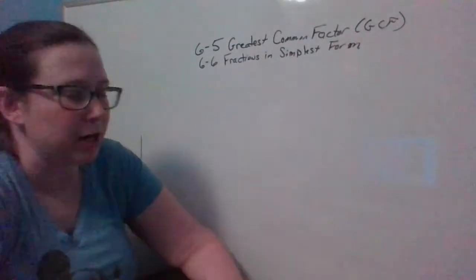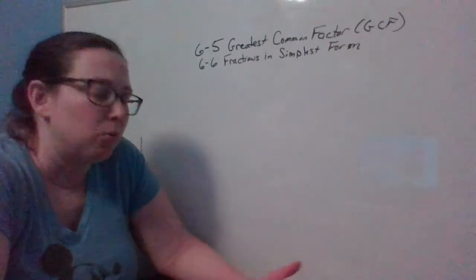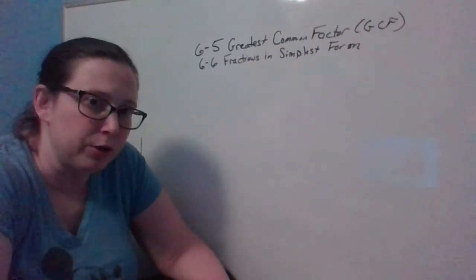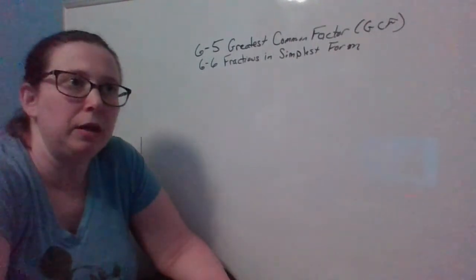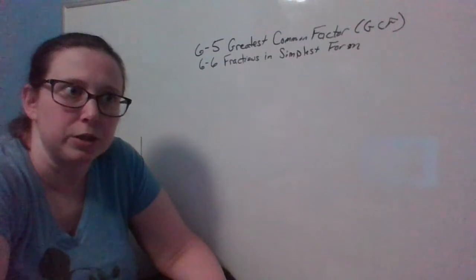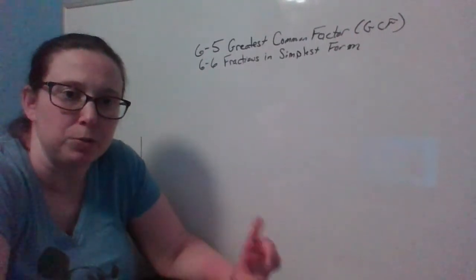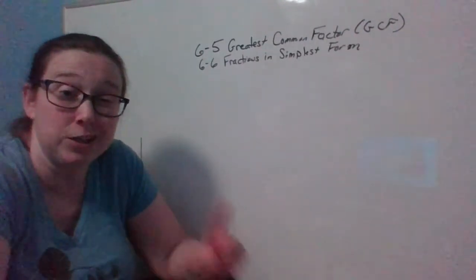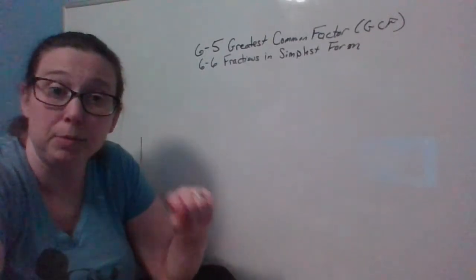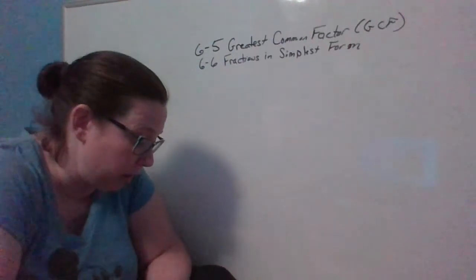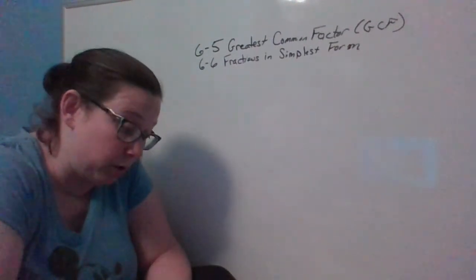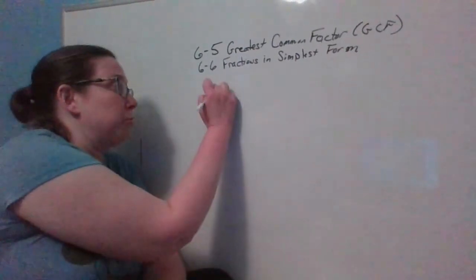Next is fractions in simplest form. What you're doing here is looking for your greatest common factor between your numerator and your denominator. If the answer to that question, what is your GCF between your numerator and your denominator, is 1, remember that means your fraction is already simplified. There's nothing you can do. If not, though, you are going to have to simplify.